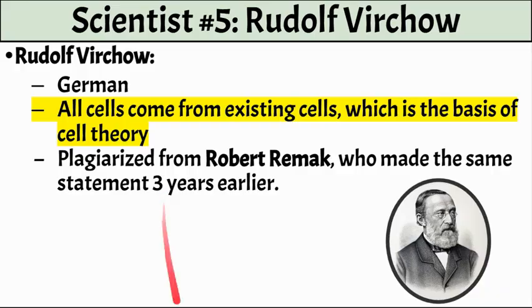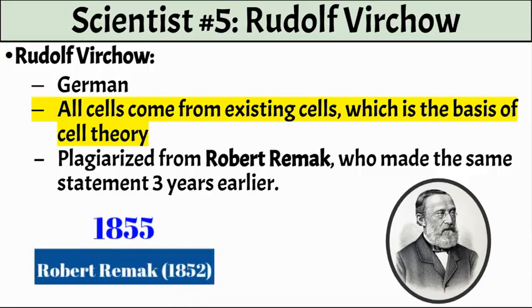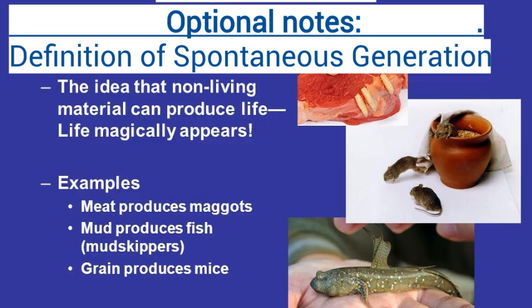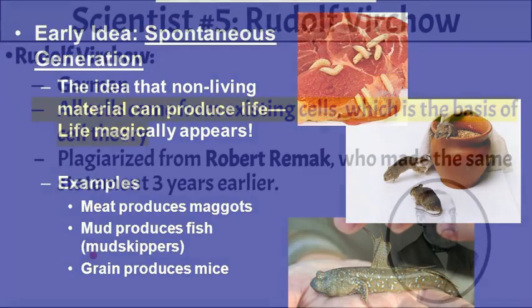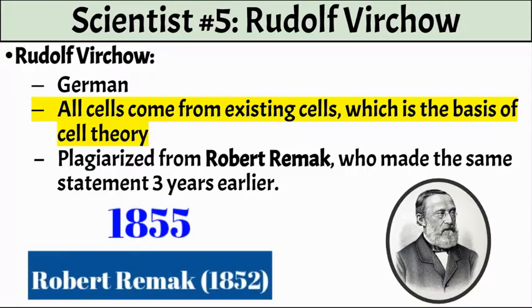Then we get to, about 20 years later, Rudolf Virchow and Robert Remak. He was German, and he made the statement that all cells come from existing cells. This is important because to that point, most people thought that things could come from non-living things, like maggots could come from rotting meat, and they just appeared. It's called spontaneous generation. Robert Remak, also in a different place, a different time, made a similar discovery based on lots of evidence. Virchow gets the credit.